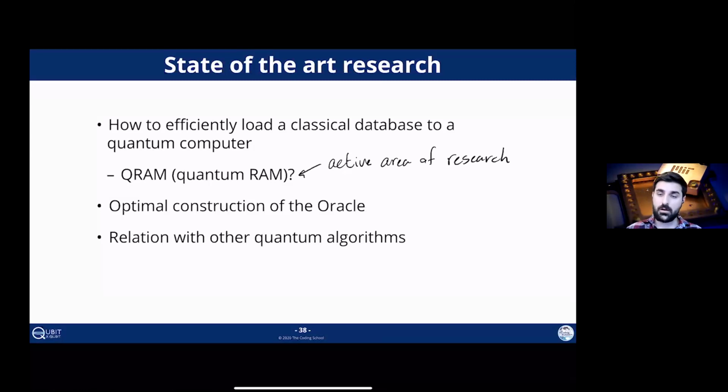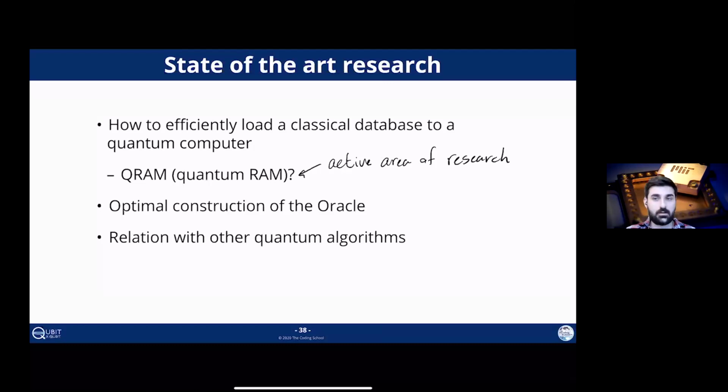Another state-of-the-art research question for Grover's algorithm is, what is a good way for constructing this oracle operator that we talked about? So again, the oracle operator is an operator that we apply to every single qubit, and if we have the correct answer, it will flip the amplitude of that element of the superposition without changing anything else. And that is with one try, of course.